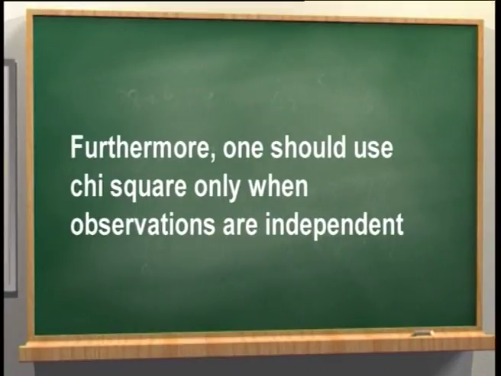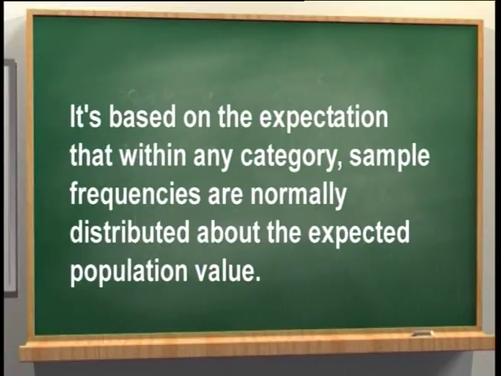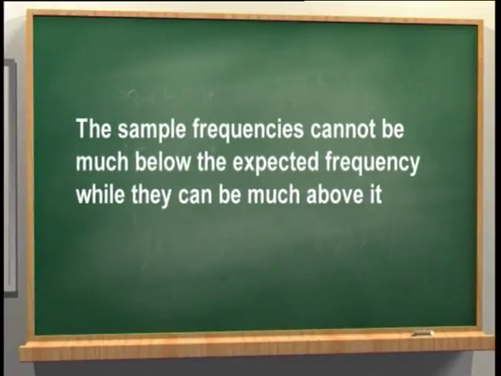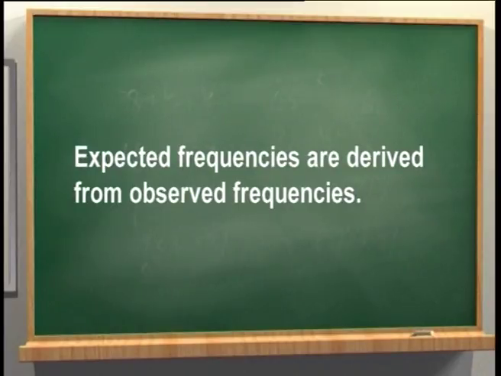Furthermore, one should use chi-square only when observations are independent. Chi-square is an approximate test of the probability of getting the frequencies one has actually observed if the null hypothesis were true. It's based on the expectation that within any category, sample frequencies are normally distributed about the expected population value. Since frequencies cannot be negative, the distribution cannot be normal when expected population values are close to 0, since the sample frequencies cannot be much below the expected frequency, while they can be much above it. The smaller the expected frequencies, the less valid are the results of the chi-square test. Expected frequencies are derived from observed frequencies.